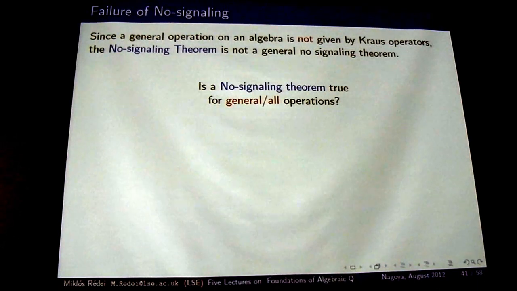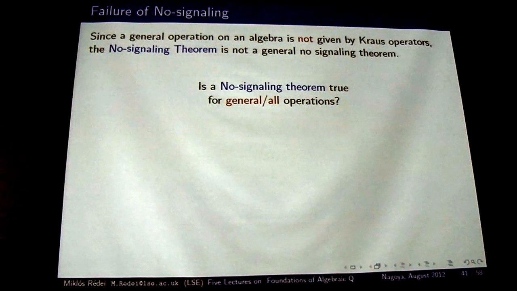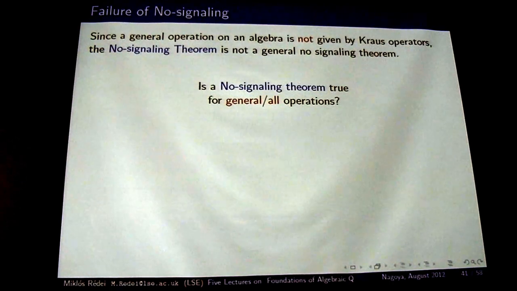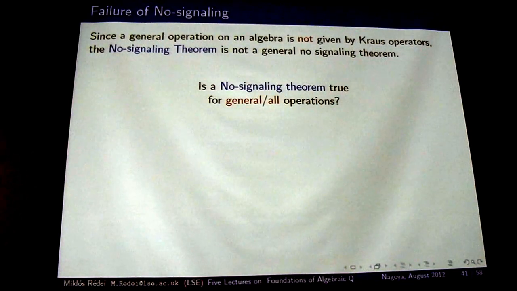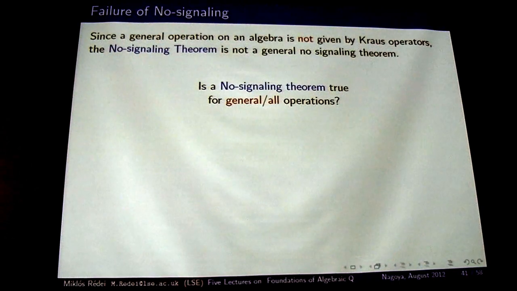What do you think? I have some opinion on that. Okay, before you say something, I would like to ask the students whether they have any intuition. You do see that this is a problem. This is a very natural question, okay? Operations given by local cross operators don't violate the no-signaling. How about general operations? It's not easy to guess, right?